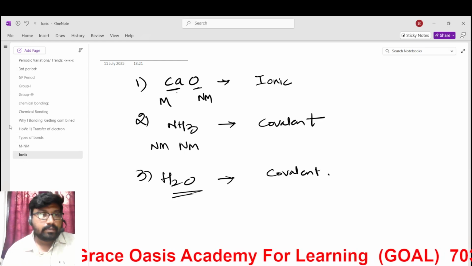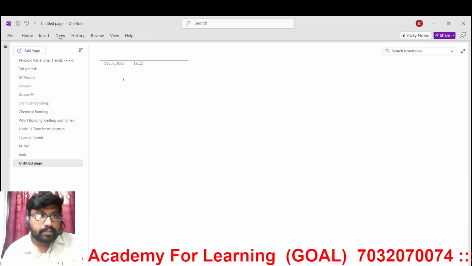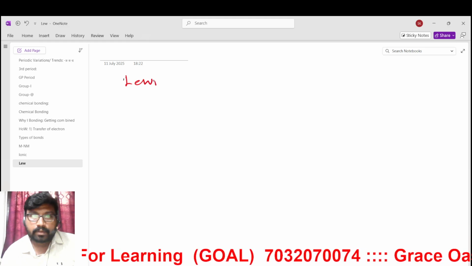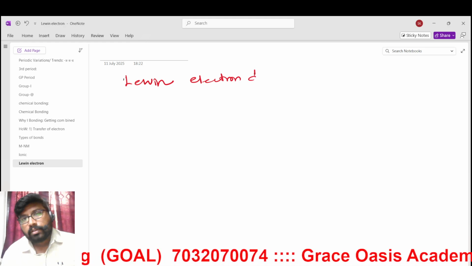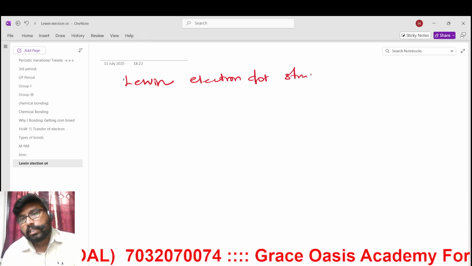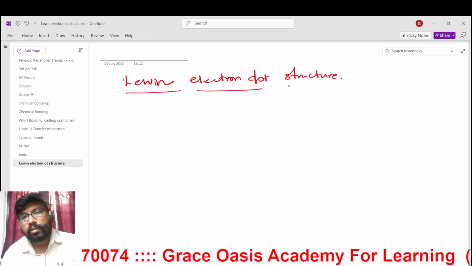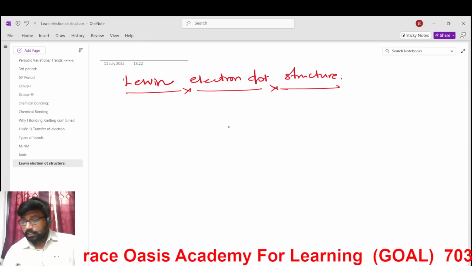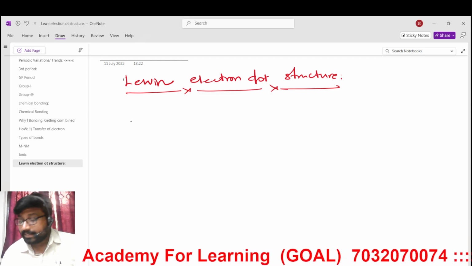So next, we'll see one more topic. Lewis electron dot structure. They have given a formal structure. Lewis electron dot structure. It is a representation of valence electrons.